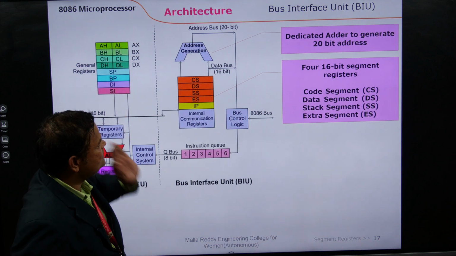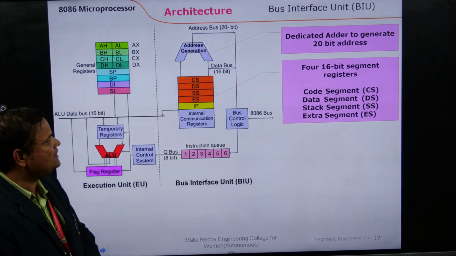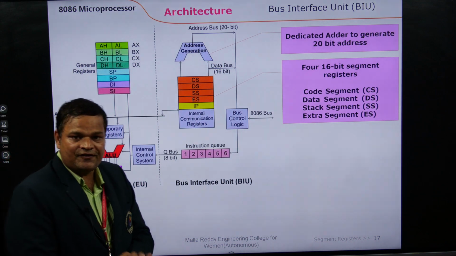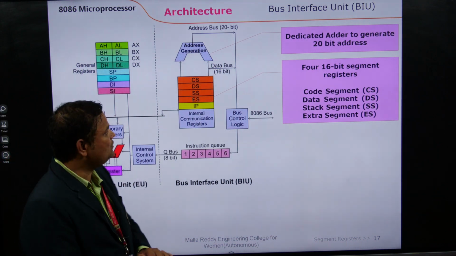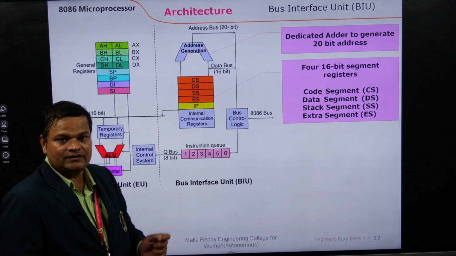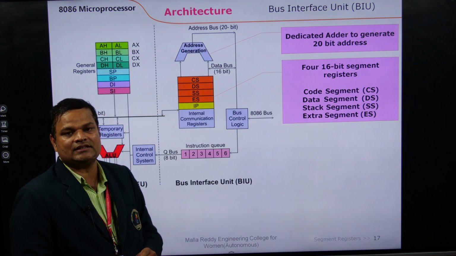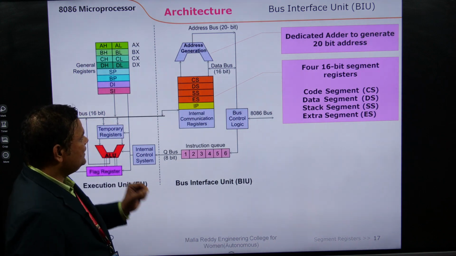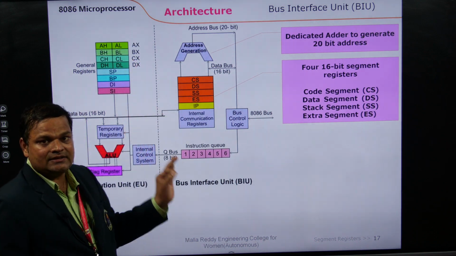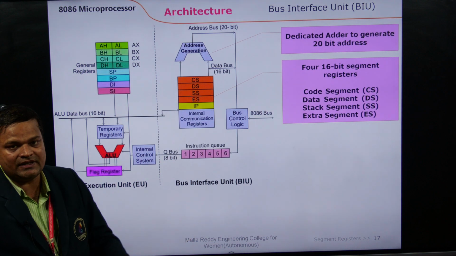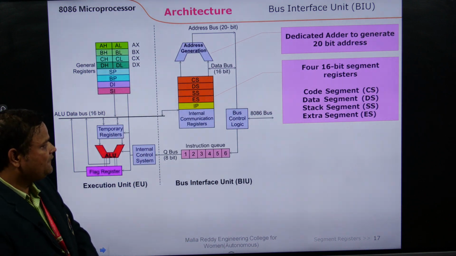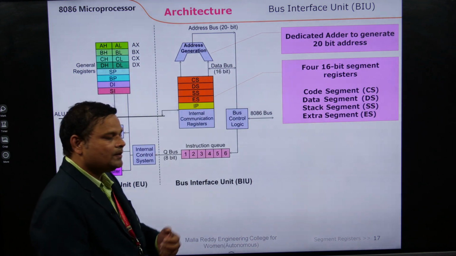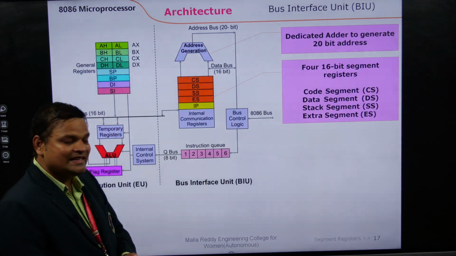Next comes the address generation block. This block is responsible for generating the address by combining the offset address and the segment address. Due to this, even though the processor is 16-bit, the memory connected to the microprocessor can be extended to 1 megabyte. Here the segment base address is added with the corresponding offset address to generate the 20-bit physical address.